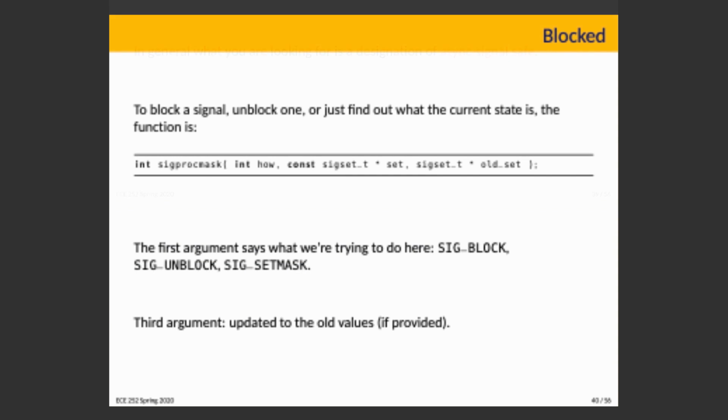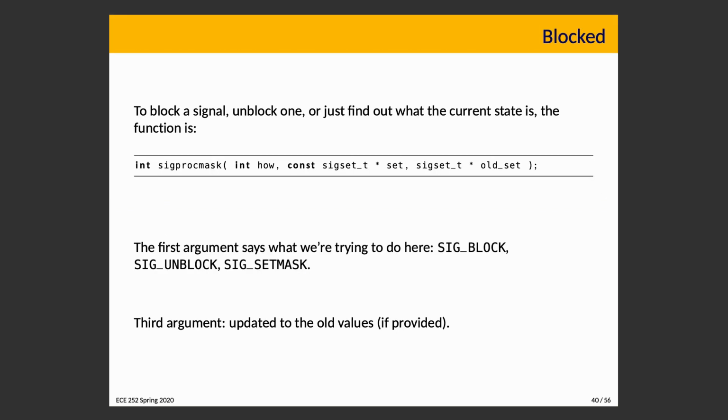Now, if you want to block signals, or actually even just ask the system about what is the current state of which signals are blocked, there is a function for this, and it is sigprocmask. And sigprocmask takes 3 arguments. It says how, the set of signals, the new one, and the set of old ones. So the how argument is used to specify what operation do we want to do. Do we want to block a signal? Do we want to unblock one? Or do we want to overwrite all the current values with SIG_SETMASK?